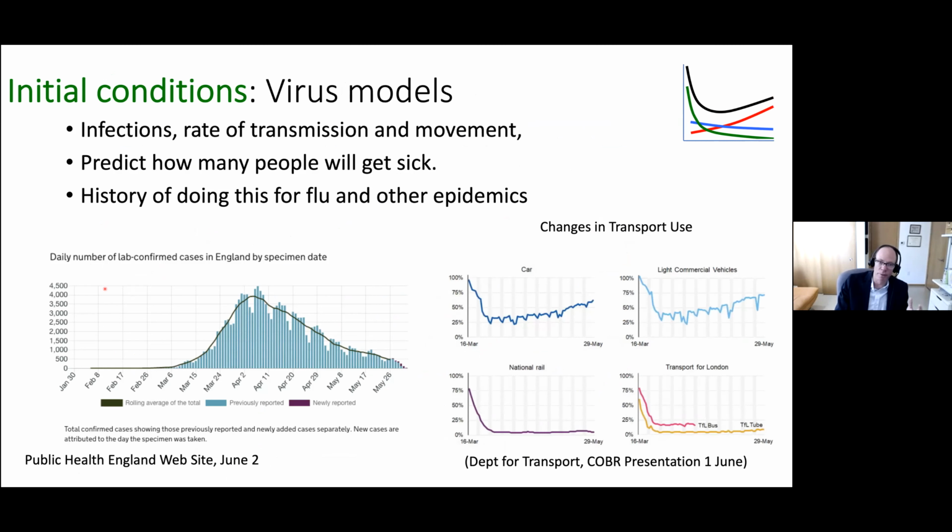These are initial conditions for virus models. This is from June, and this is from Public Health England. You see the daily number of confirmed cases in England, so this can be used to generate and understand the R value. And then you can also look at changes in transport use if you're judging how your transmission works between different regimes. So this is by car, vehicles, rail, and local transport in London, for example.